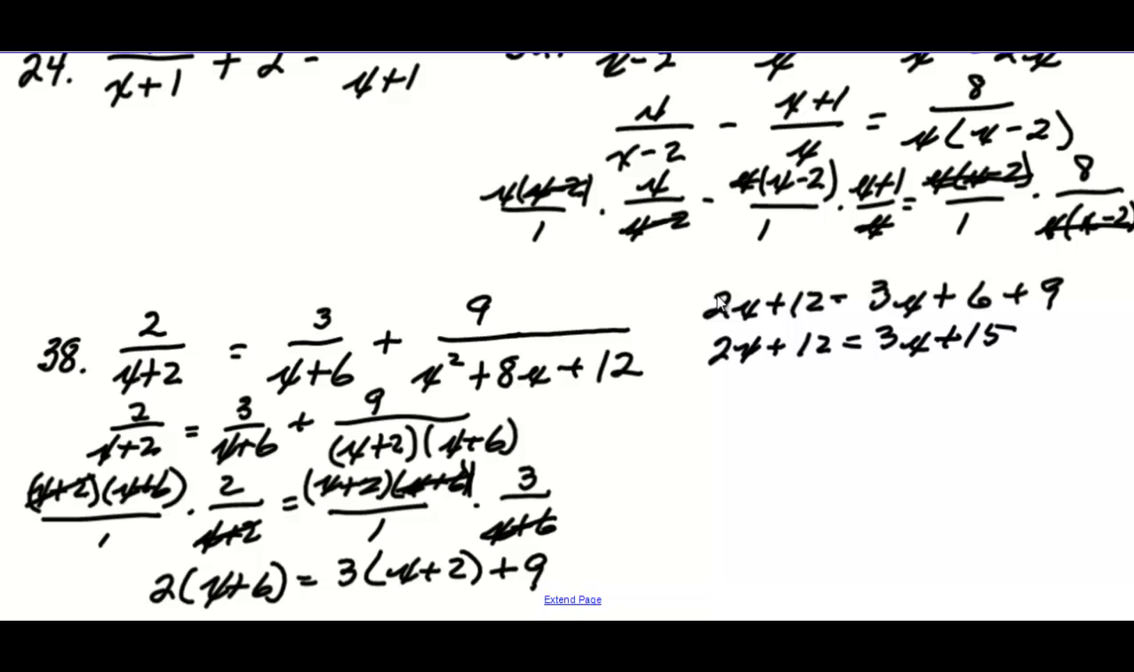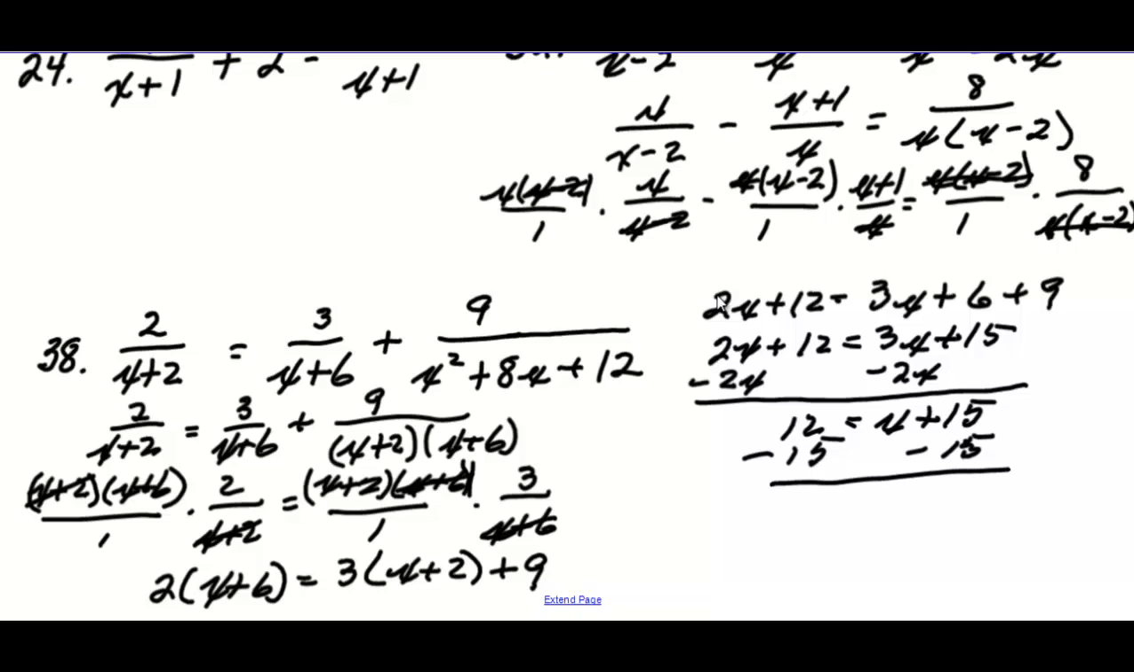Now, the larger value of x happens to be on the right, so I'm going to subtract 2x from both sides. And I get 12 equals x plus 15. But now to isolate the x, we have to subtract 15 from both sides. Now on the right, I just have x. I have 12 positives, 15 negatives. The difference of that is -3. And for number 38, what they say the answer is, is -3.